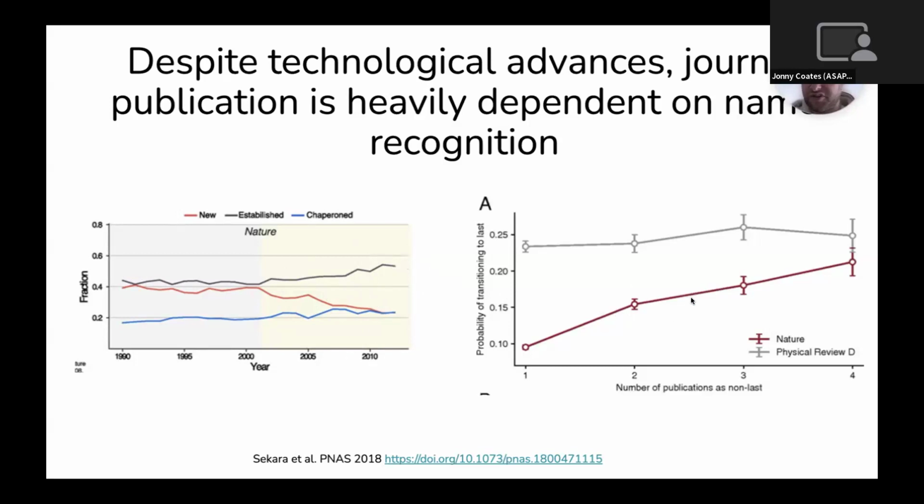And this is also showing a similar thing for a different journal. So how many times you've published in terms of the publications you have as non-last author, and the probability of transitioning to the last author in these journals. And again, basically what it's showing is the more times you've published in these journals, the greater the chance you have of independently publishing in these journals. Effectively, together, this tells you that you need to be in a lab as an early career researcher, that is publishing in Nature in order to publish in Nature yourself as an independent researcher.